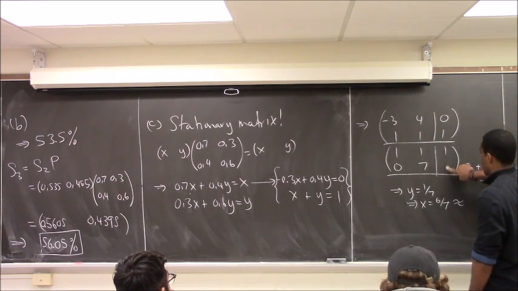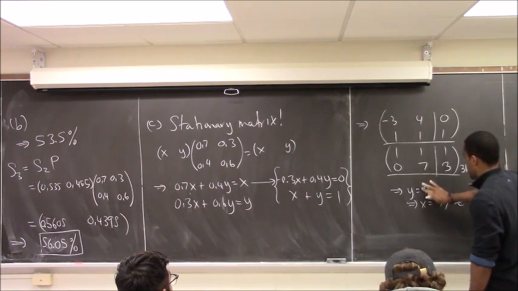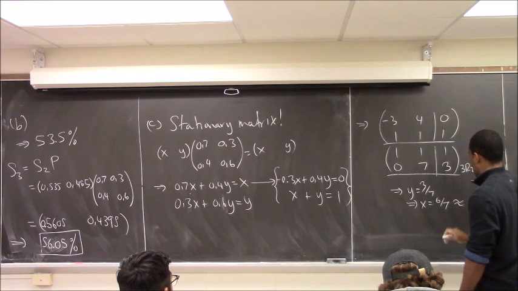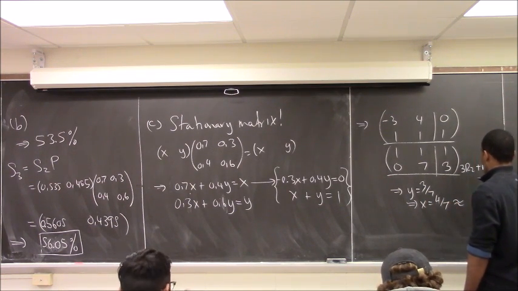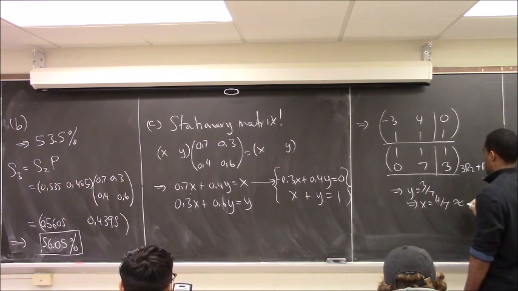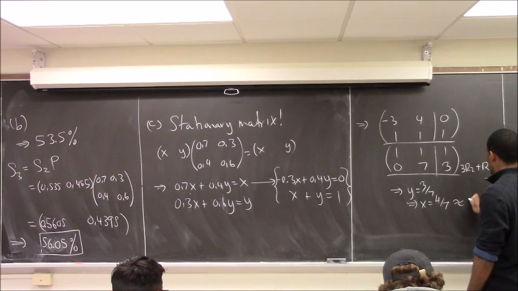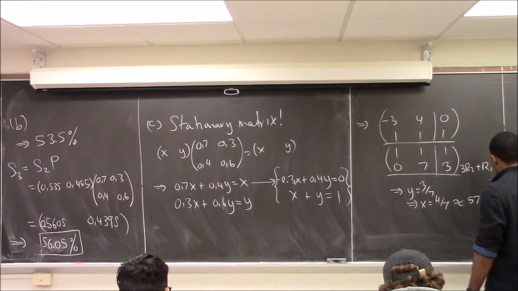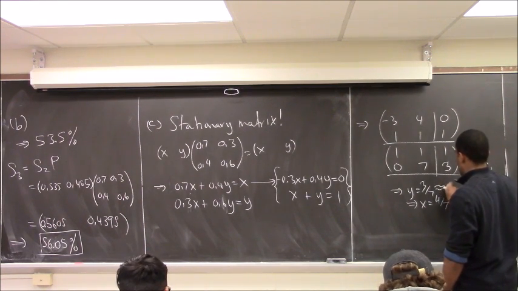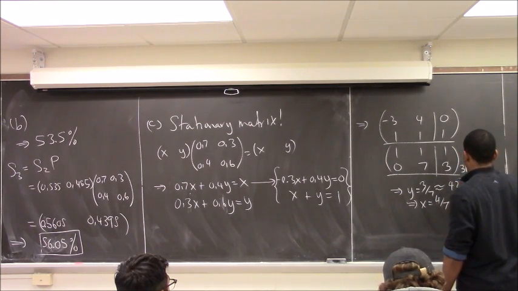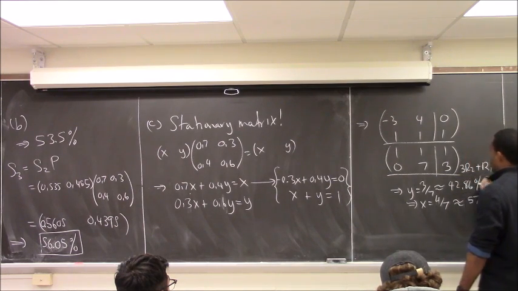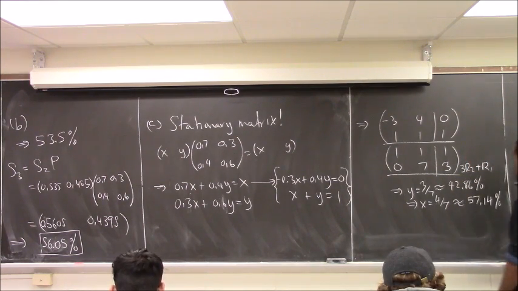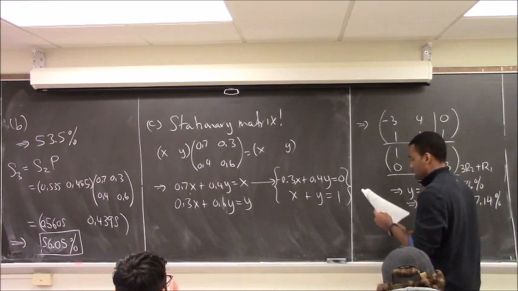3 times, oh, that should be a 3, which means this is a 4. That's the 4 sevenths, 57.14%. Yeah. And then the next part is 42.86%. And yeah, so the answer here.